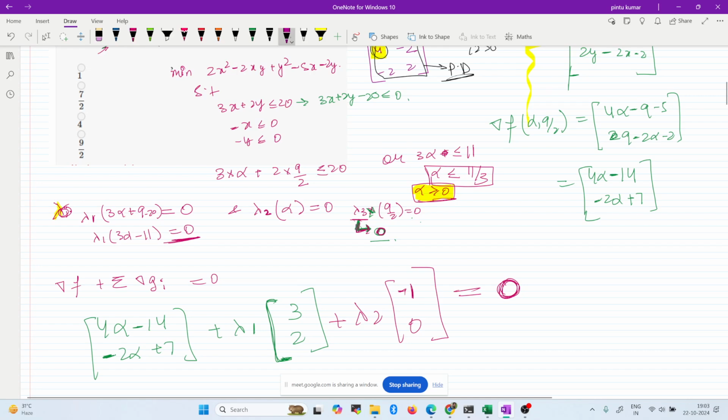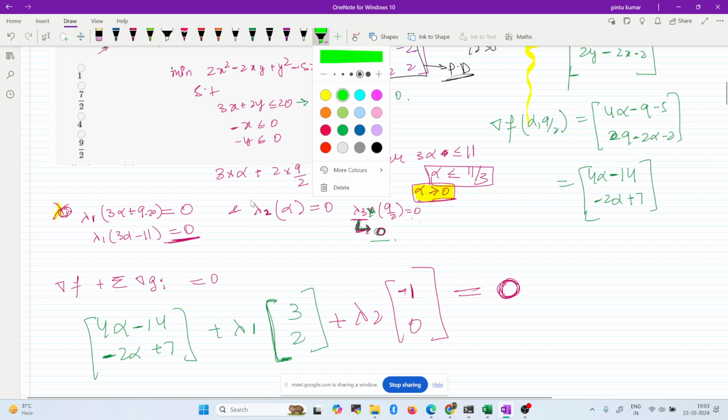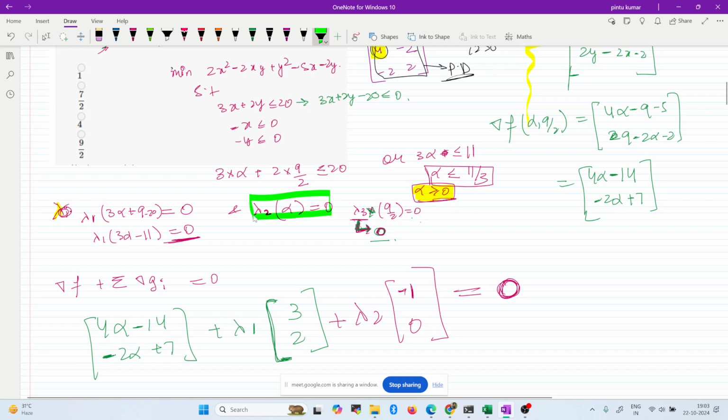Now there are two possibilities. Okay, let's look at this condition. I'll change the color to green. Let's see what is highlighted in green. We know that lambda 2 times alpha is equal to 0. So there are two possibilities: either your lambda 2 is 0 or your alpha is 0. There are only two possibilities.